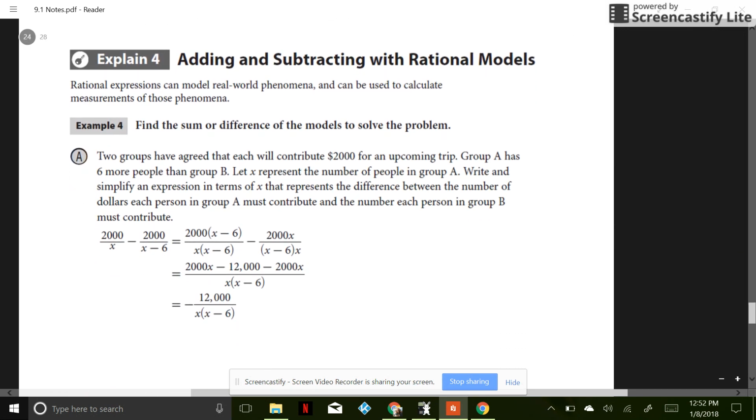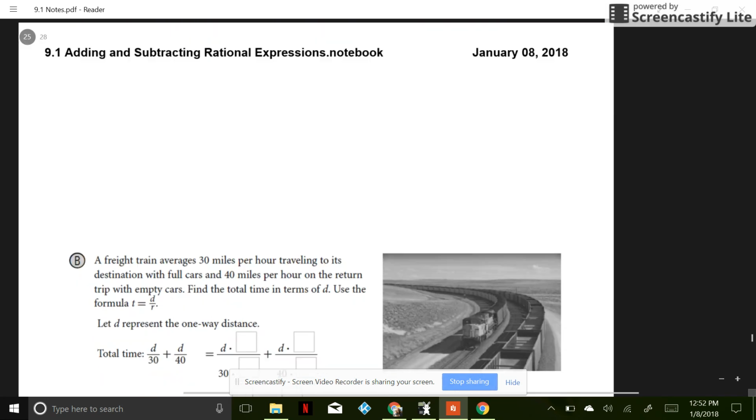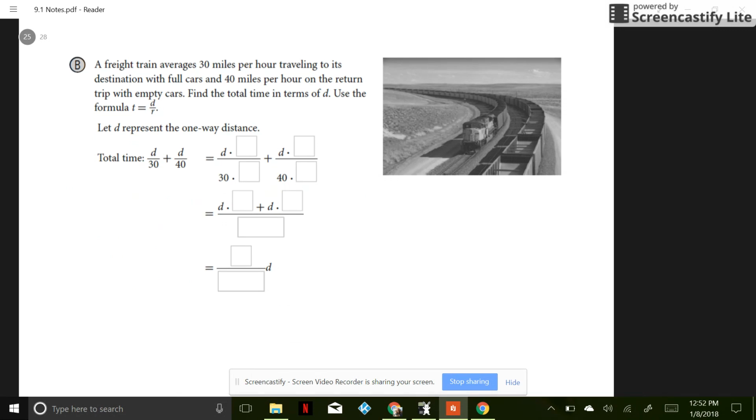Now, sometimes we'll have to use this adding and subtracting with rational expressions in real-world situations. So they've got a worked out example here that you can look at. We're going to look here at this freight train. A freight train averages 30 miles per hour traveling to its destination with full cars and 40 miles per hour on the return trip with empty cars. So we want to find the total time in terms of D and use the formula time is equal to distance over rate. So let D represent the one-way distance.